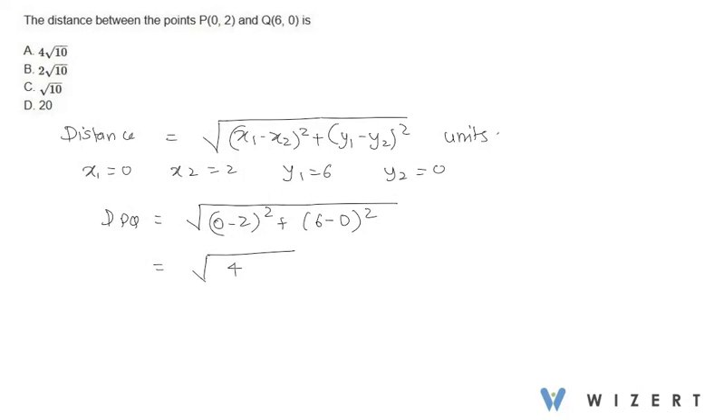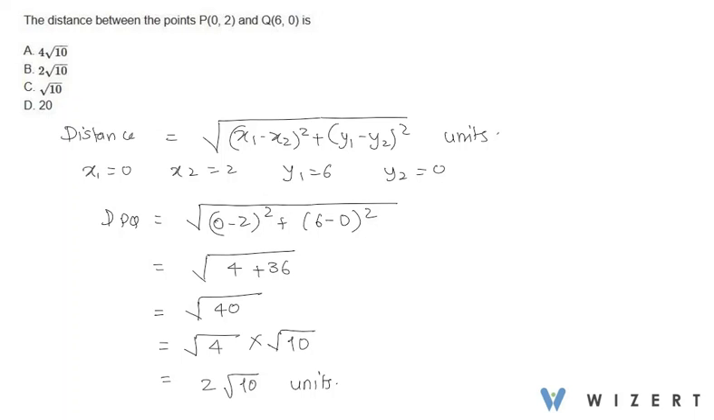And 6 minus 0 is 6. 6 square is 36. So that will be the square root of 40. That we can write as the square root of 4 multiplied by the square root of 10. We know the square root of 4 is plus minus 2, but since we are finding distance, the negative value will be discarded and we get 2 root 10 units.